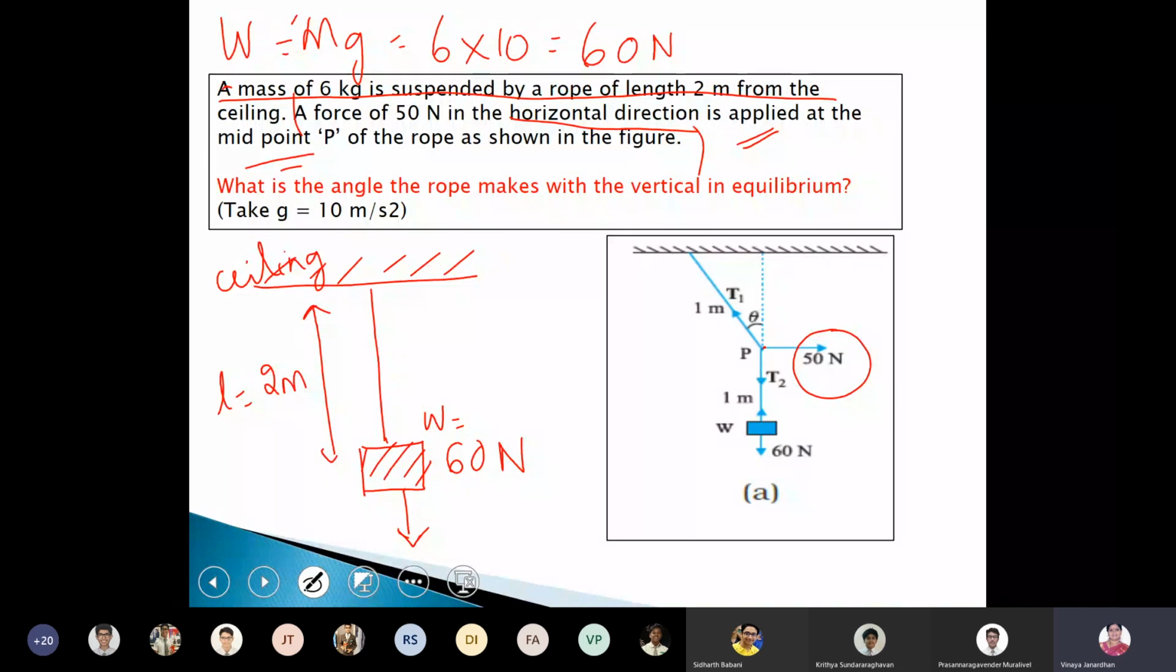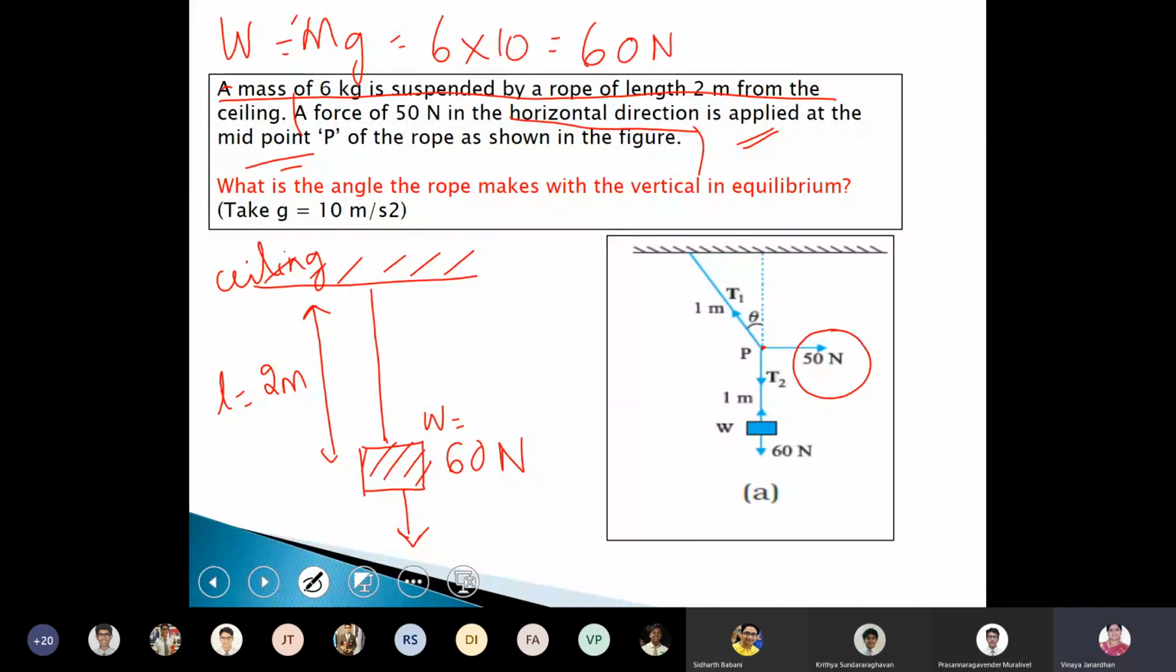So you have a force of 15 Newton acting in the horizontal direction. Now, where is this force applied? This force is applied at the midpoint P of the rope as shown in the figure. Is that clear right now? Yes, ma'am. Is that clear, boys? Is the diagram clear for you? Yes, ma'am. Now, this is the first part of the question. This is the second part of the question. Now comes the third part of the question, right?